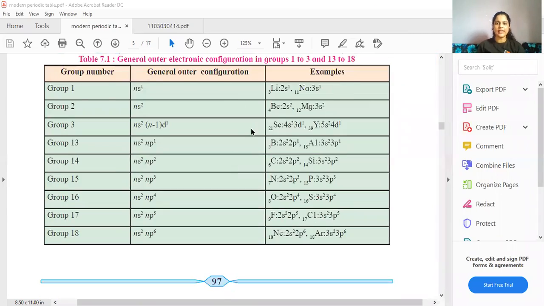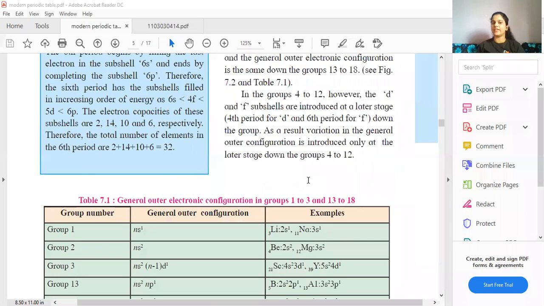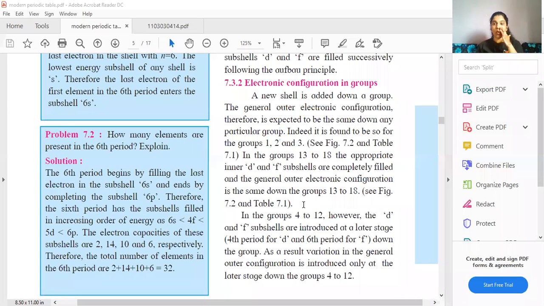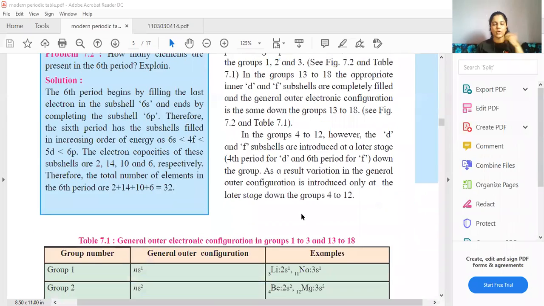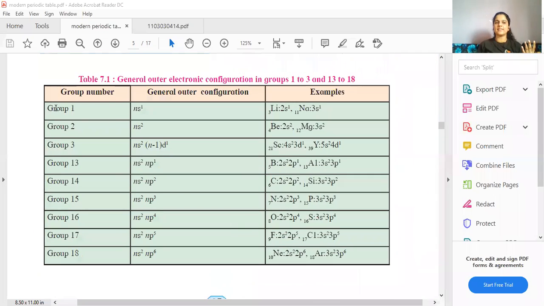Okay, what I'll do is I'll directly explain here. They have given a table, so I'll directly explain it from here. Okay, fine. So students, let us discuss the first group, that is group 1. Here they have written just 2 examples, not all the examples. One is lithium, with atomic number 3. So you know what the configuration is, 1s2 2s1.